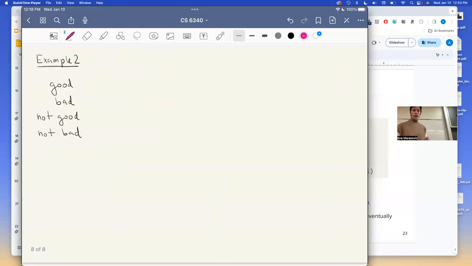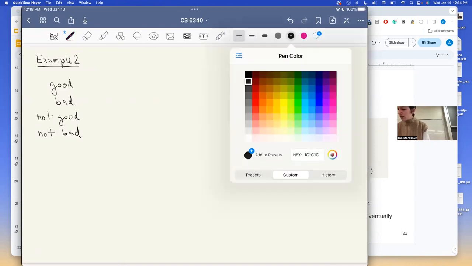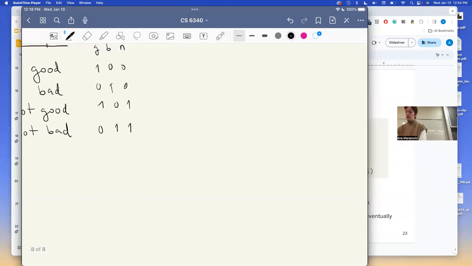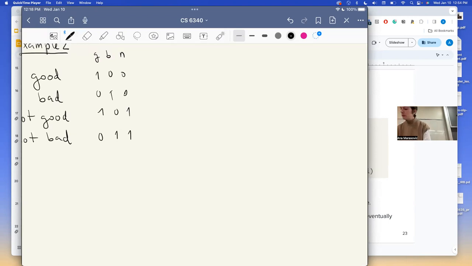And I can illustrate why this is the case quickly with this example. So here we have good, bad, and not as our words. So we have 1, 0, 0, 0, 1, 0, 1, 0, 1, and 0, 1, 1. This is our feature vector. And so we have this three-dimensional space here.